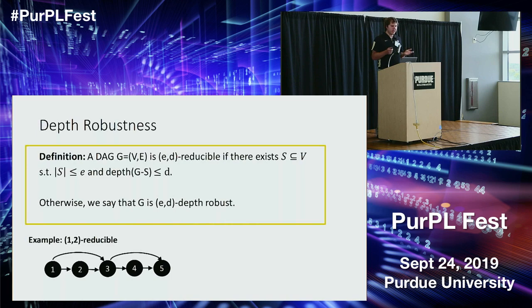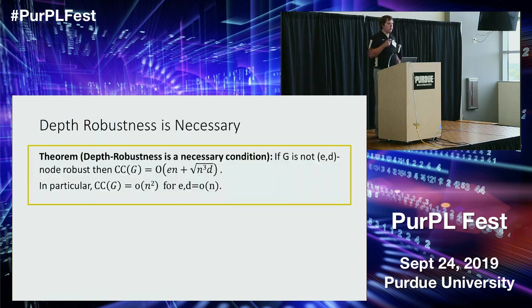We say that a graph is (e,d)-reducible, which is the opposite of depth robust, if we can find a subset of nodes to delete, such that after we delete these nodes, the longest path in the remaining graph has length less than or equal to d. If that's the case, the graph is depth reducible. If that's not the case, we'll say the graph is depth robust. Here's an example of a graph that's (1,2)-reducible. If I delete one node in the middle, the longest path has length 2. Good. So what we know is that depth robustness is a necessary condition.